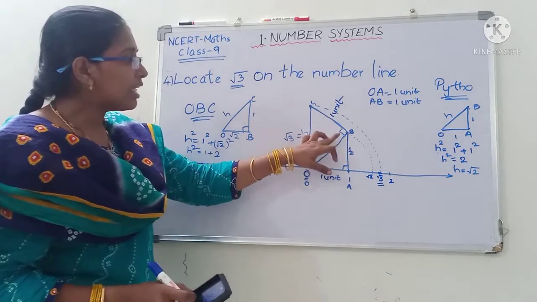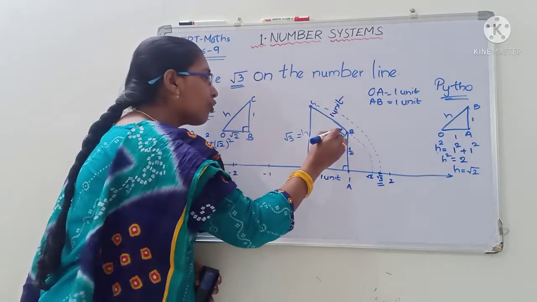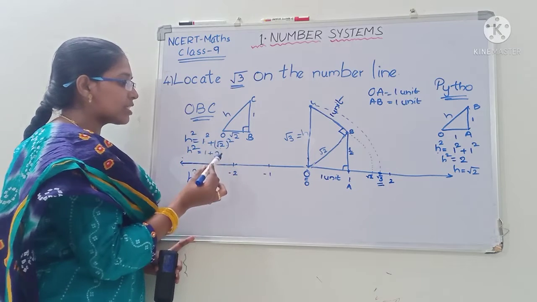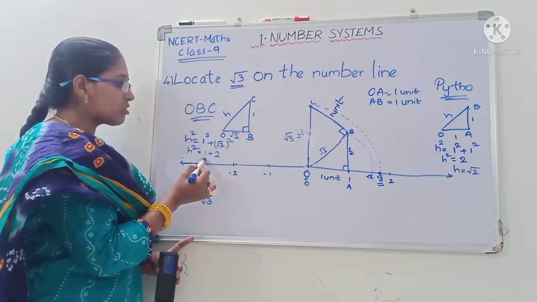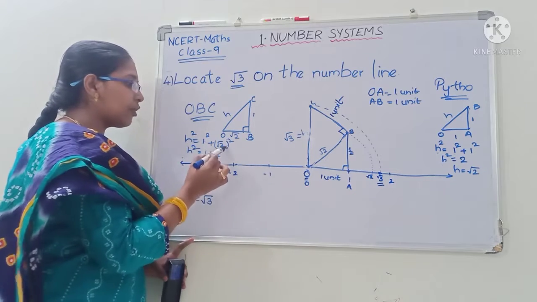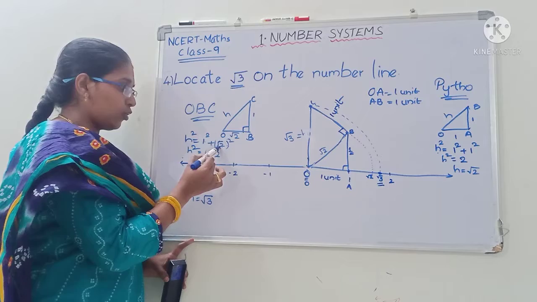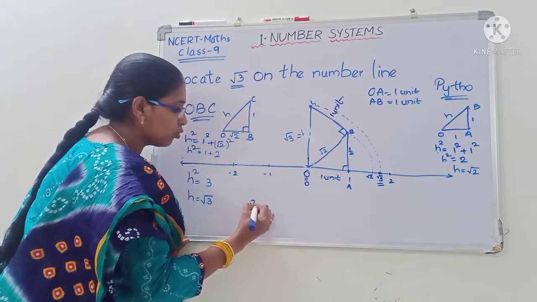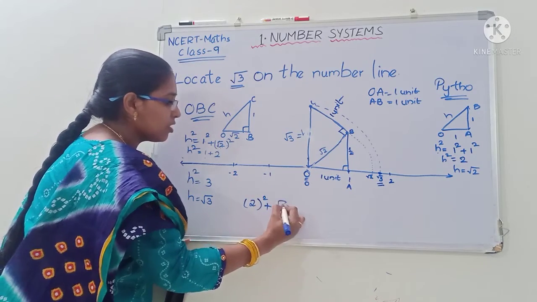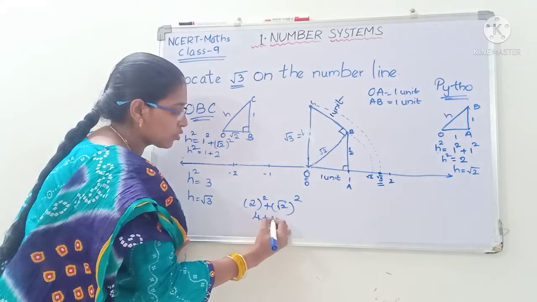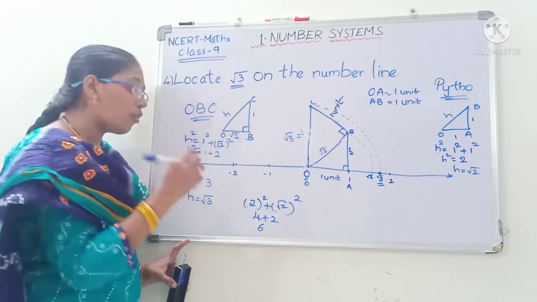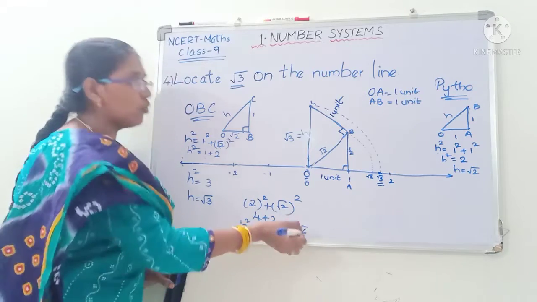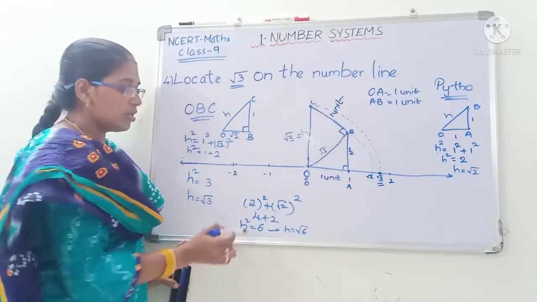Children, see, why did we take BC length as 1 unit? Why did we draw a perpendicular of length 1 unit? Because observe this, children. Root 2 square plus 1 square. Root 2 square is 2. 2 plus 1 you get as 3. H you will get as root 3. If you take some other value, the value will get changed. If this BC was length 2, you get 2 square plus root 2 square. That means you get 4 plus 2, you get 6. So h square is equal to 6, then h is equal to root 6. If you want to locate root 6 on the number line, then take BC as 2 units.